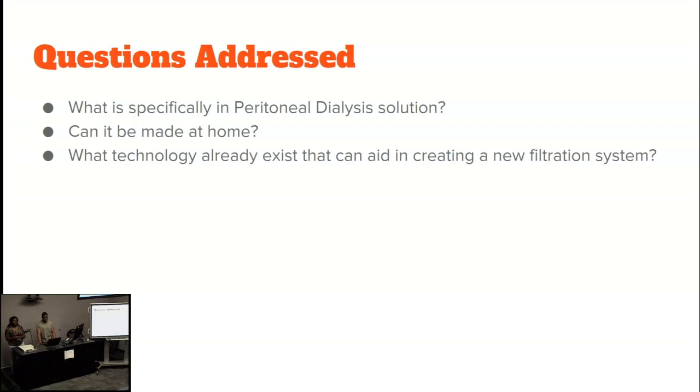And can it be made at home? Yeah, it can obviously be made at home just by adding the water, but we also have to consider user error about how much of the highly concentrated solution should be added to the water. And for the technology that exists right now, we learned that there are 3 big devices, one that uses UV light as a whole PD machine itself, but also the Baxter one, and we're considering both of those designs for ours.